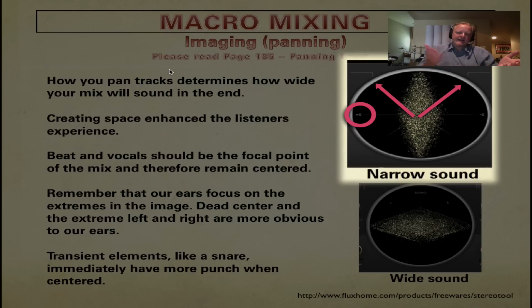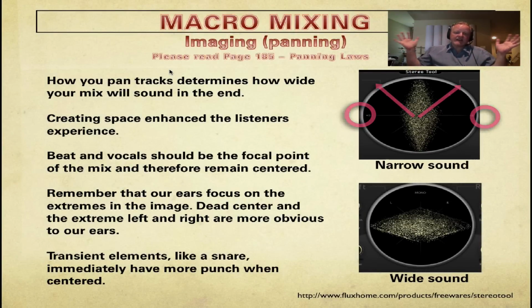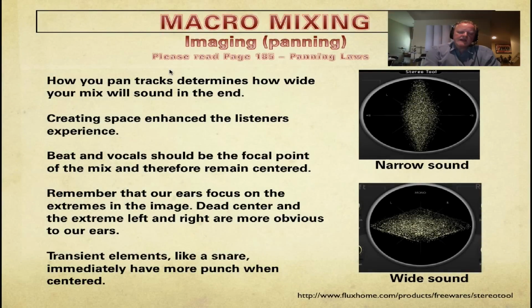And then you see a +5 and a -5, which is actually over our 180 degrees and makes things almost sound too wide. If you look at these two images, if you would download the free stereo tool that you can find at fluxhome.com/product/freewares/stereo tool, you will see that using this tool can be very powerful in identifying how wide your mix is at the end, but also to identify how wide individual sounds are and when things are out of phase.